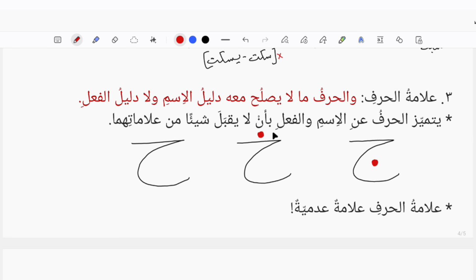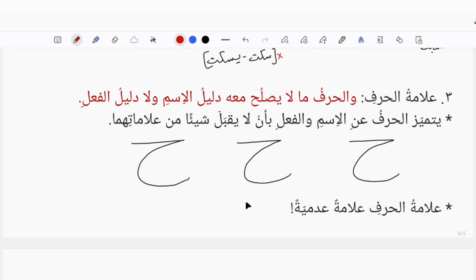So the harf is something which does not accept the signs of the ism nor the signs of the fi'l. يتميز الحرف عن الاسم والفعل بأن لا يقبل أشياء من علاماتها. This is the distinguishing sign of the harf. It not accepting the signs of the ism nor the signs of the fi'l. They like to give the example of jim, ha and kha. Maybe if I start like this. So we have these three shapes. These three shapes are identical. One of them is an ism, one of them is a fi'l, one of them is a harf.